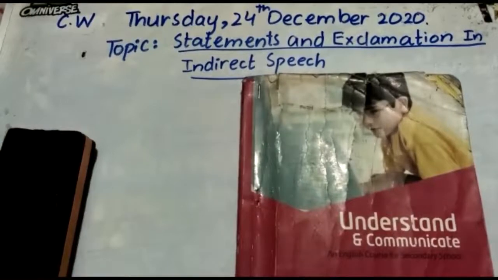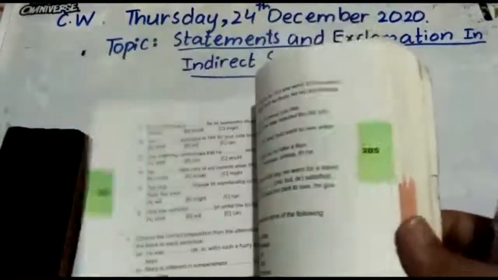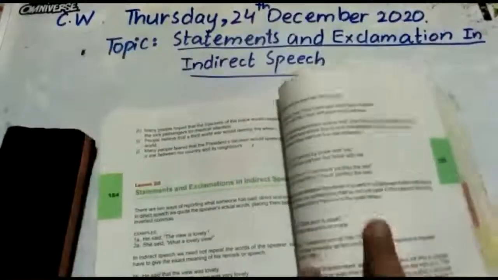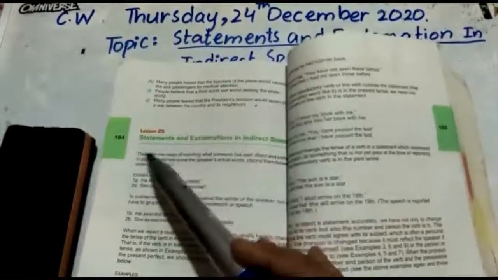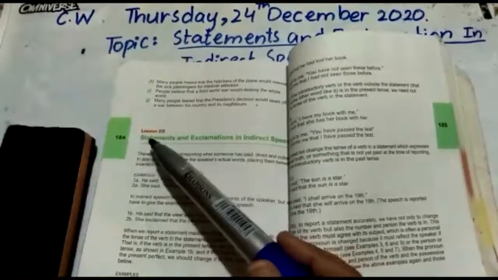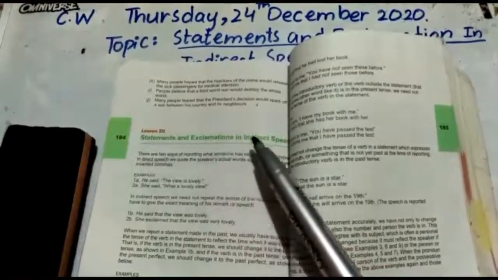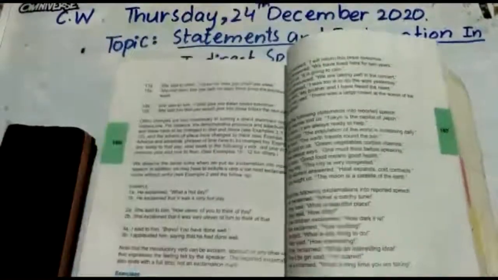So I'm going to open it and show you the chapter in your books. Here we go. This chapter is on page number 184. It is your grammar chapter, lesson number 20, statements and exclamations in indirect speech. Firstly we will discuss statements, exclamations and indirect speech. And after the discussion of this whole chapter, we will move towards the back exercise of this chapter, which is here in front of you.